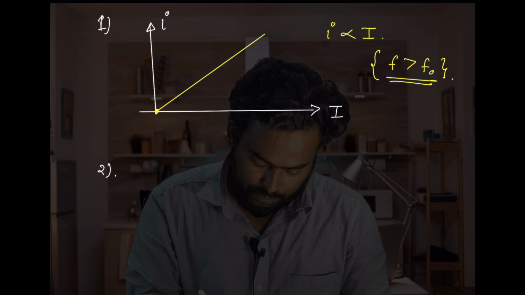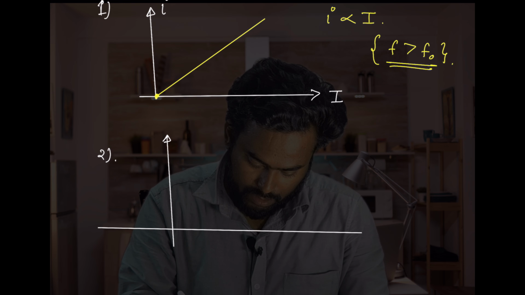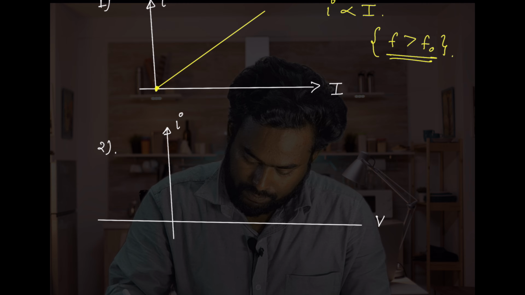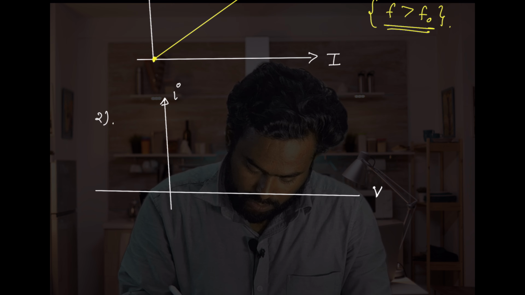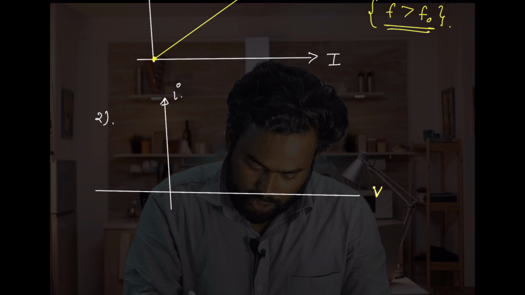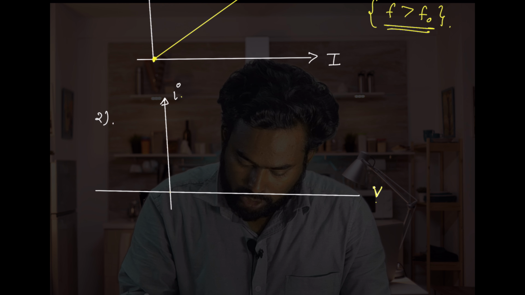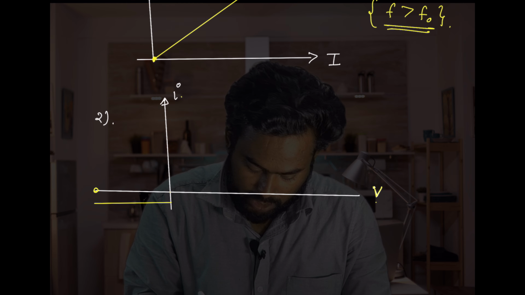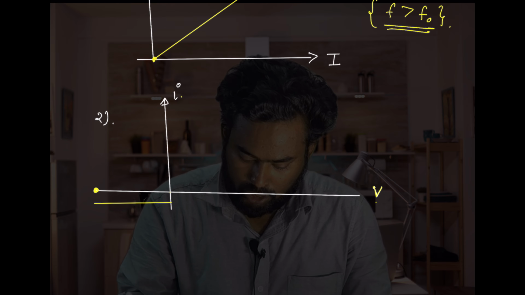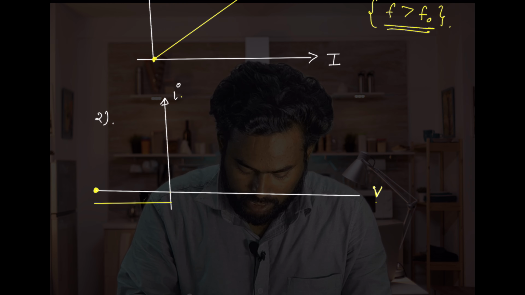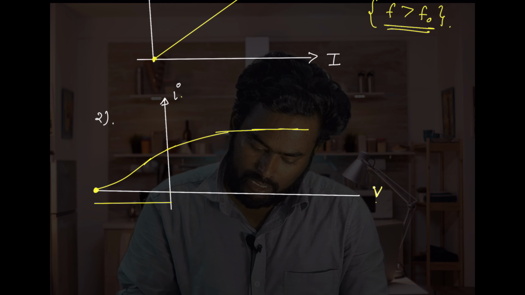Graph number 2: current versus potential. At the point when current becomes zero, that potential is called the stopping potential. It will be in the negative direction. So somewhere here is the stopping potential, and if you increase the potential in the forward direction, the current will start to increase somewhat like this, and after some time it will saturate to a maximum value.